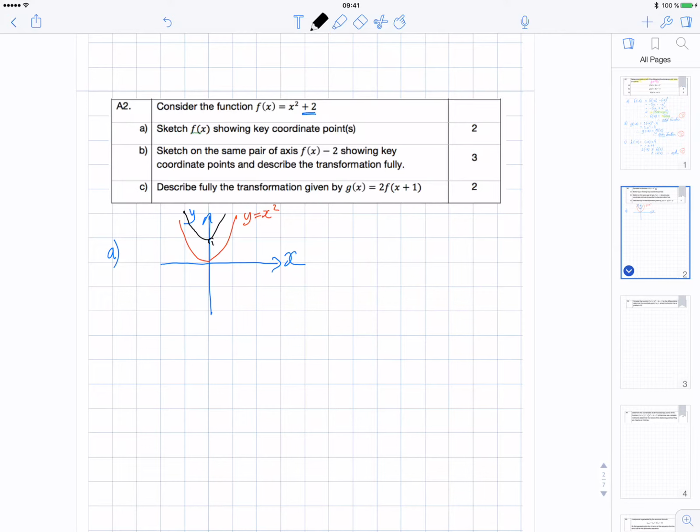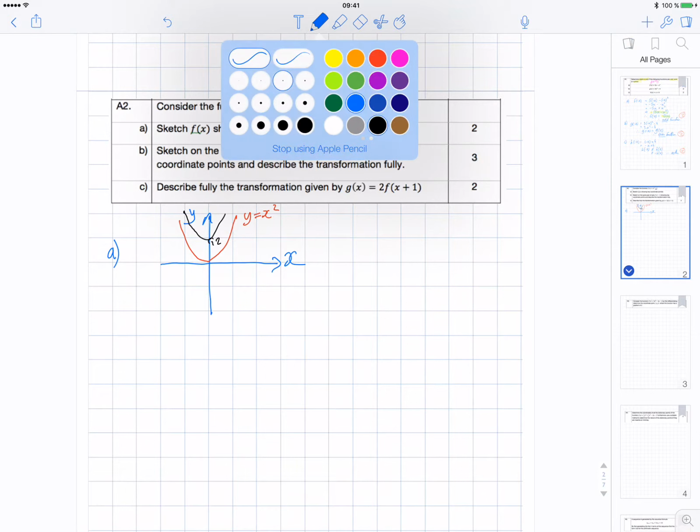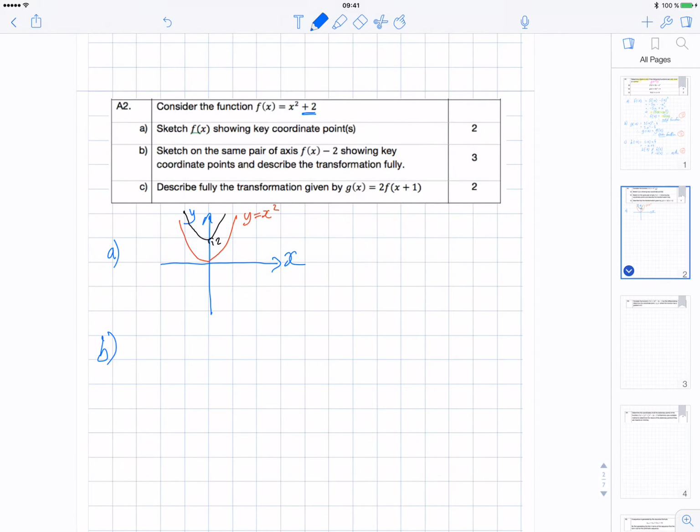So that there is at 2. Now make it a bit bigger, I'm sure you can do that. But I deliberately made this question nice and straightforward so you can get your 2 full marks. Sketch on the same pair of axes f of x minus 2. Oh, that's a slight little mistake. f of x equals minus 2. Oh, okay.